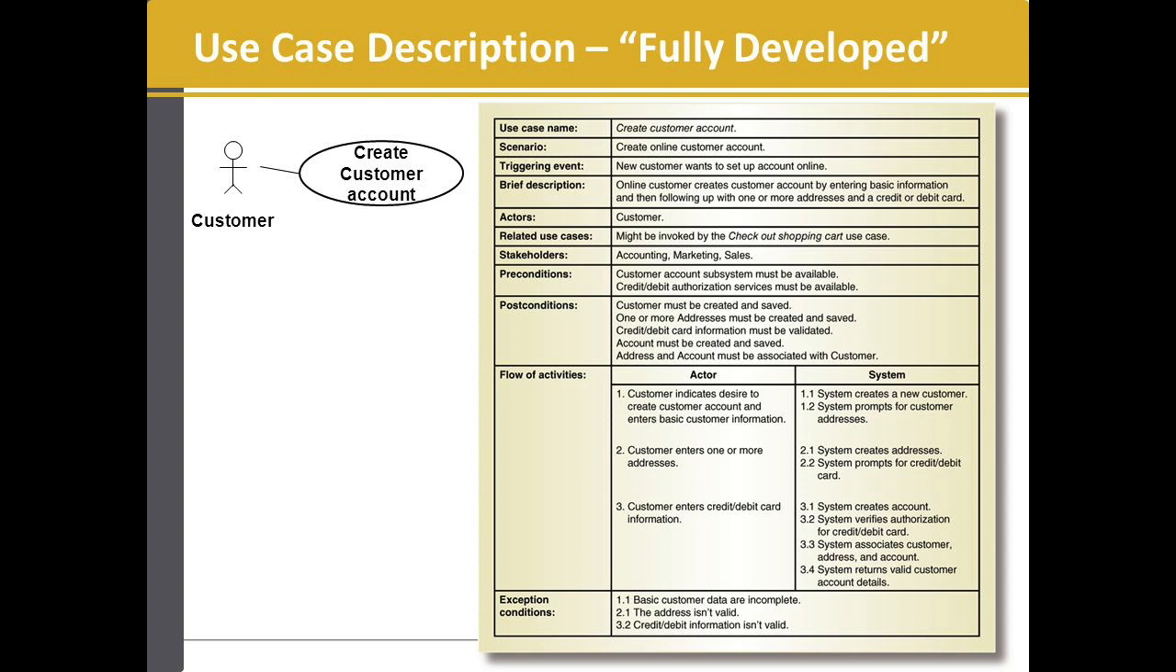Finally, you have the exception conditions, which are the limitations, or where and what can go wrong, which is: the basic customer data are incomplete, the address isn't valid, and the credit or debit card information isn't valid.